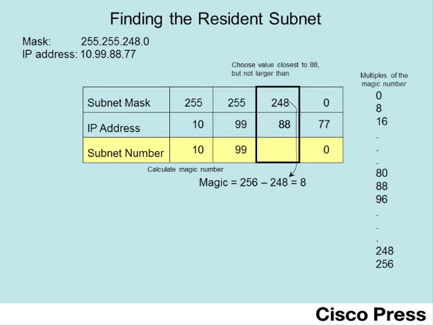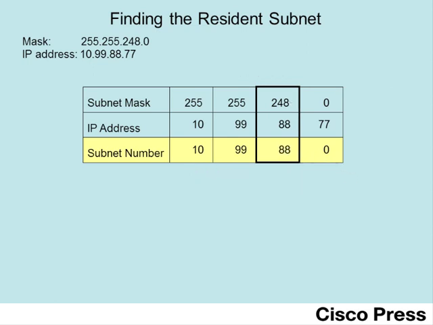So let's take that 88 and compare it to our list of multiples of 8. We go down the list and we see that obviously 88 is even in the list itself. That's pretty close. So, it turns out the subnet number in this case is 10.99.88.0.